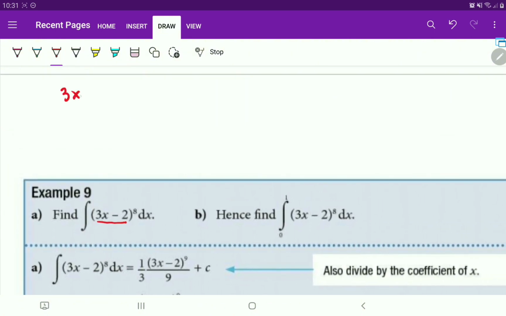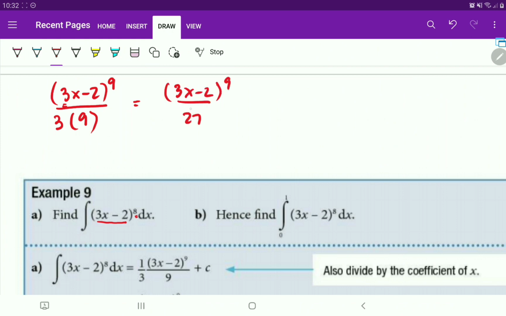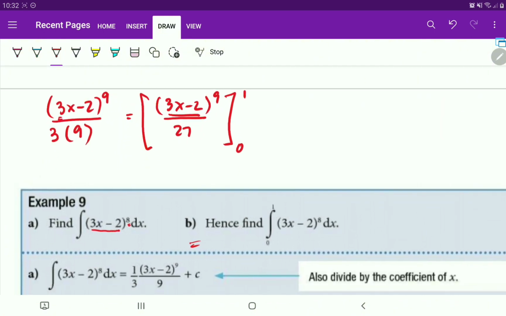That's going to be copy 3x minus 2. That is 8. So 8 plus 1 is 9. All over 9, then times 3, because the a is equal to 3. So therefore 3x minus 2 over 27. Sorry, I forgot the raise to the 9 there. And now you take in the limits from 0 to 1. Okay? After taking the integral, write the boundary.